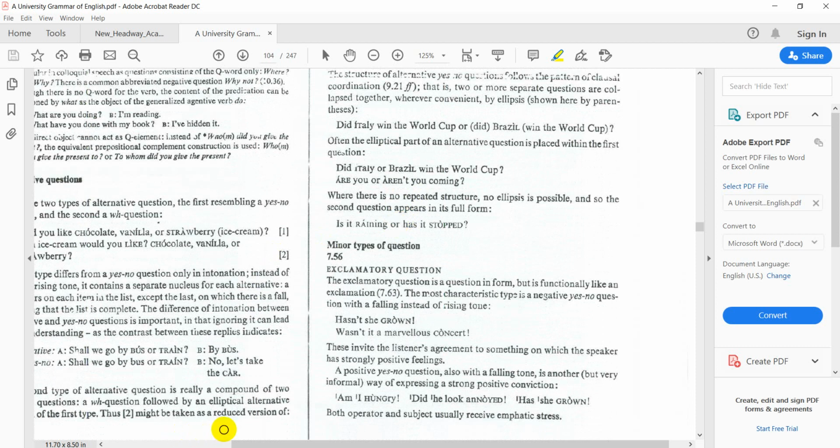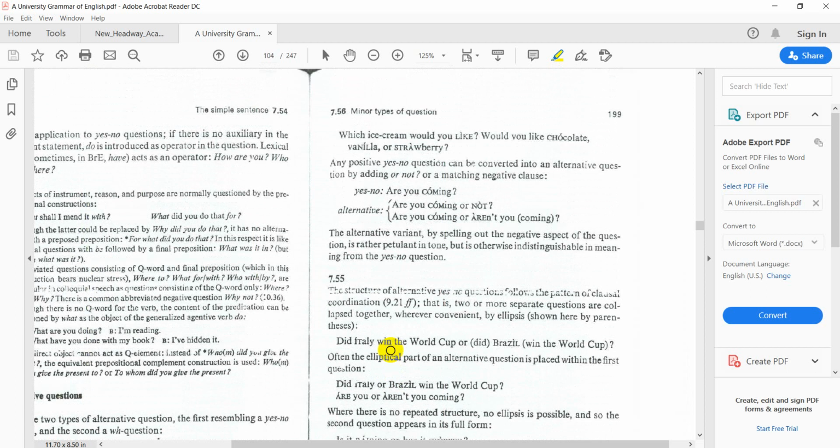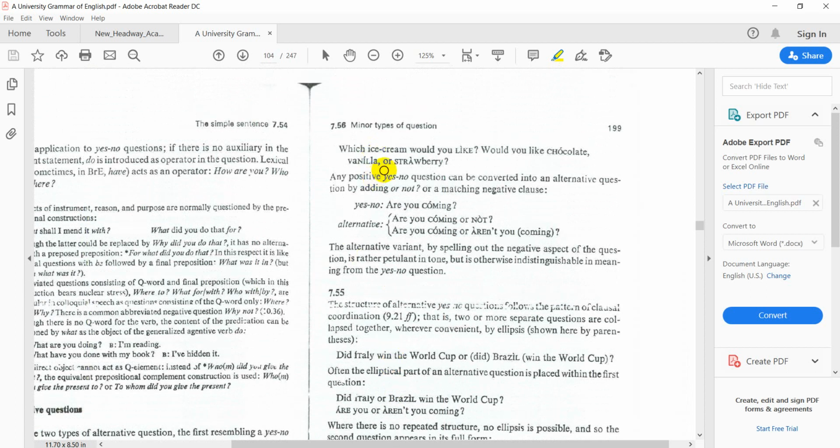Thus, type two might be taken as a reduced version of: which ice cream would you like? Would you like chocolate, vanilla, or strawberry? Please have a look here.